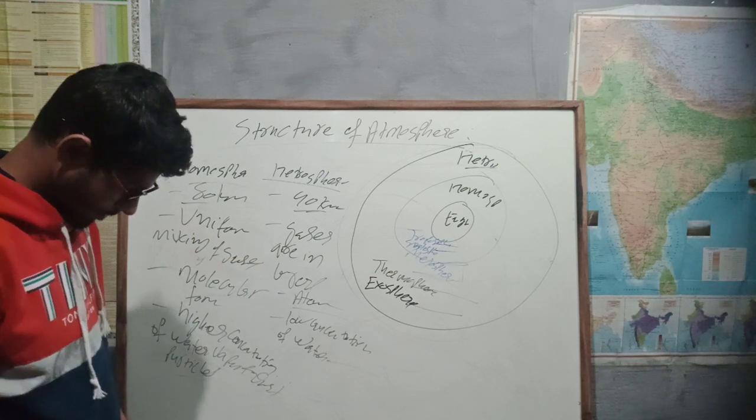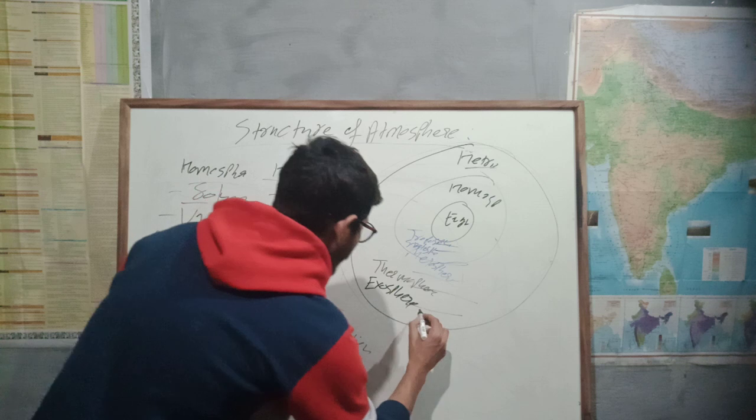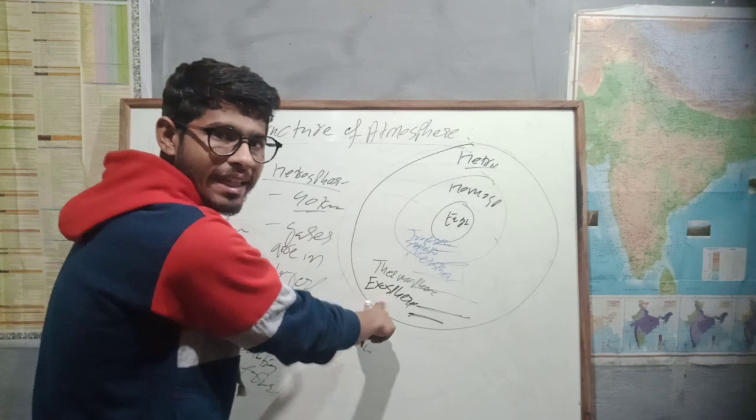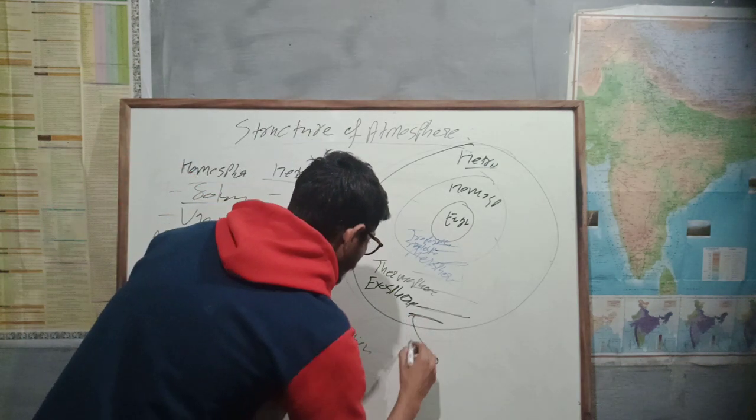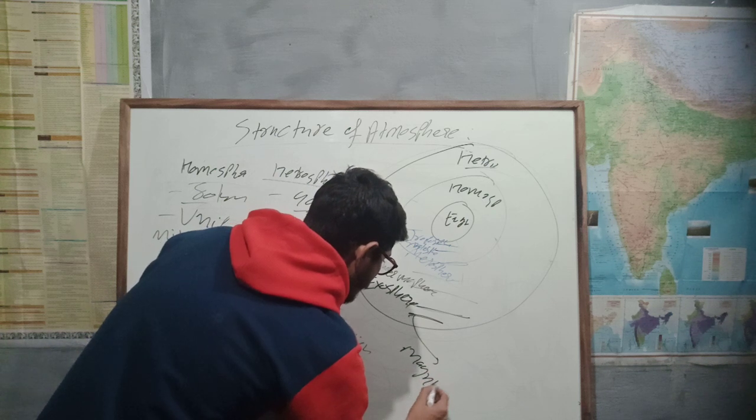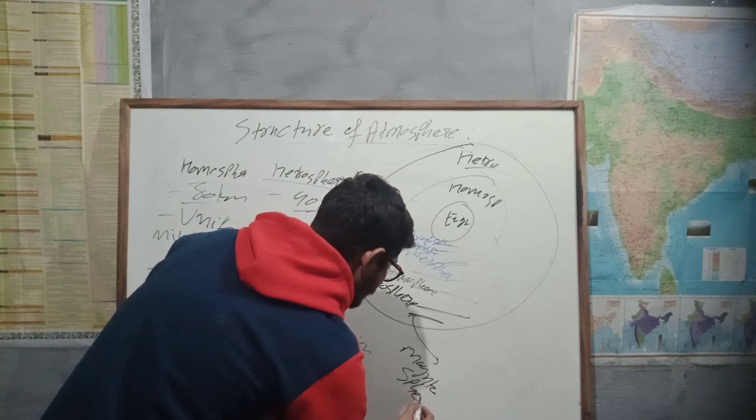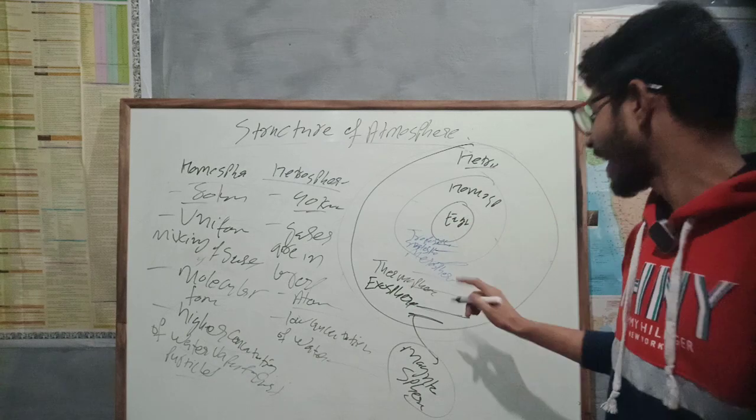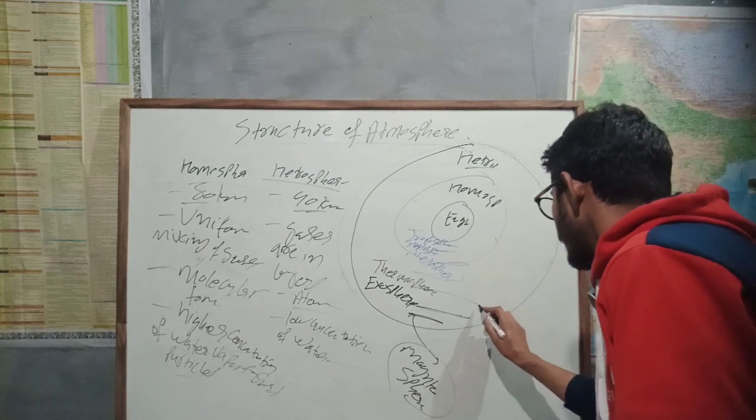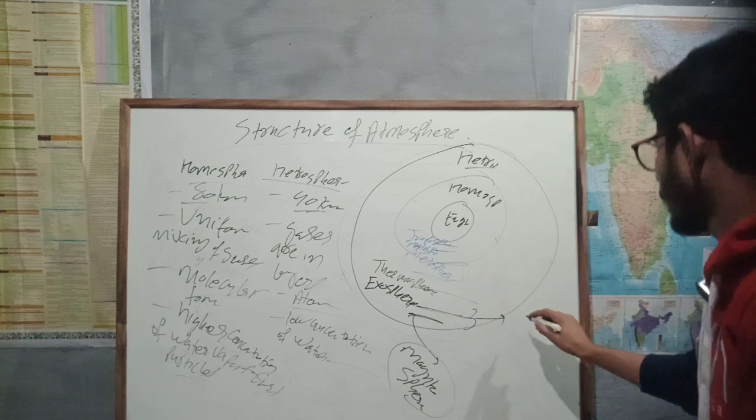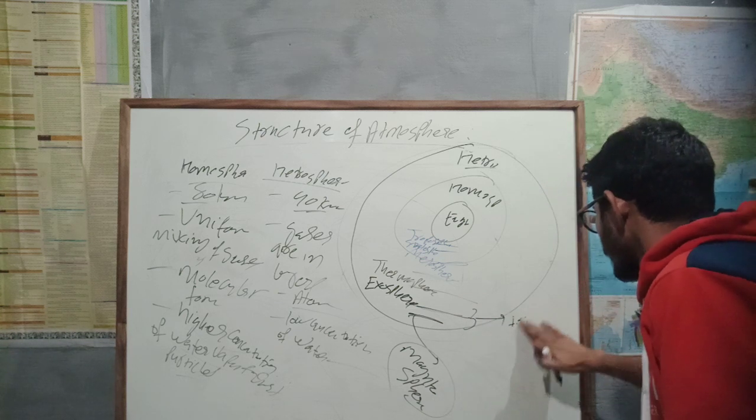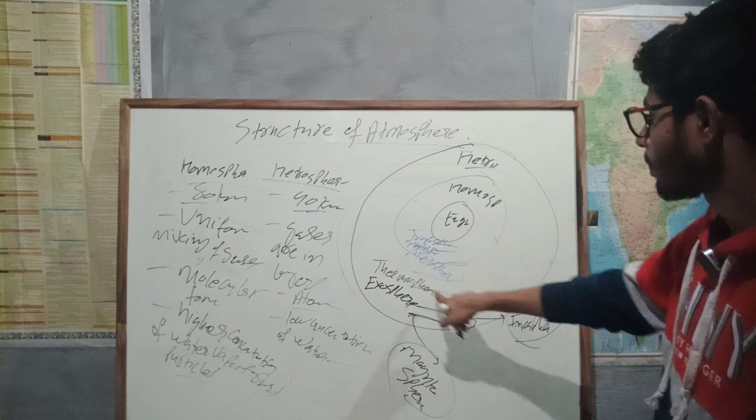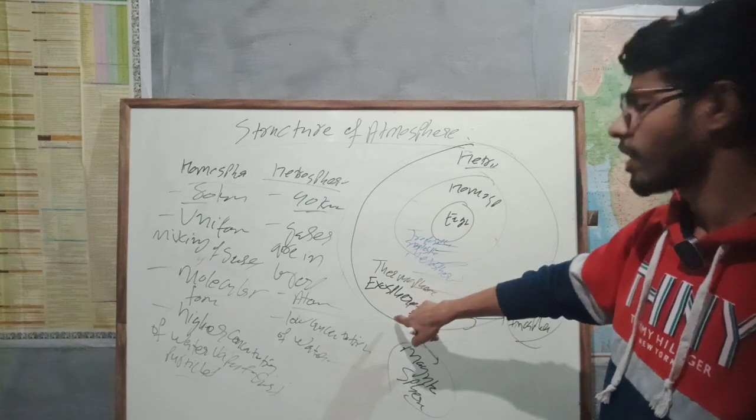So guys, this is the exosphere. There is a layer within this exosphere. We call it magnetosphere. Magnetosphere is part of this exosphere. And one more layer is there, ionosphere. Ionosphere is part of both thermosphere and exosphere.